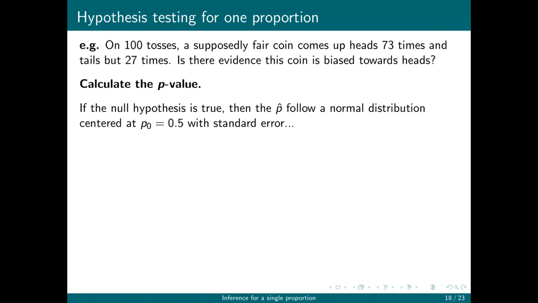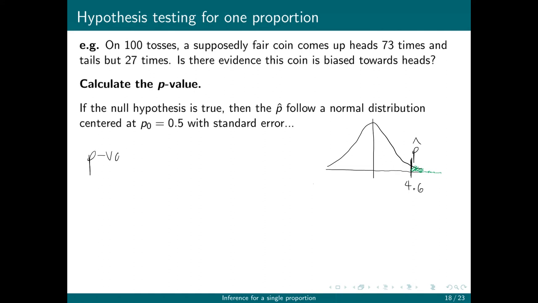Well, remember that the p-value is the measurement of how likely we are to see our p hat, which has a z-score of 4.6, or something even further away from the mean. In other words, if the null hypothesis is true, how likely is it that our sample is going to have a proportion of heads equal to or greater than 73%?